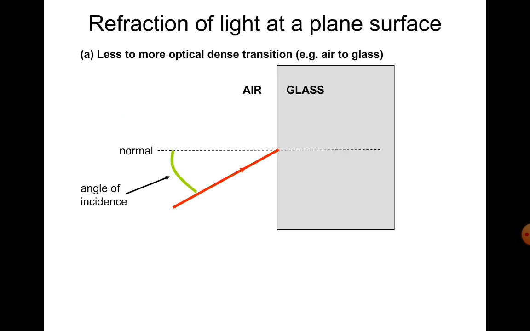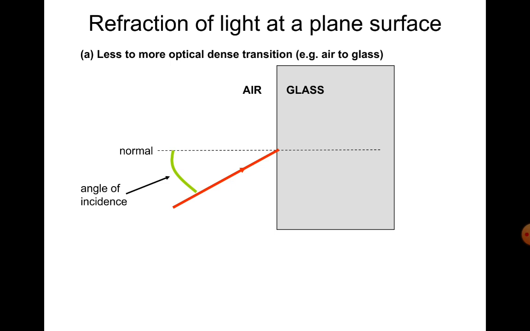Let's look at this experiment again. Less to more optically dense transitions. So what do we mean by that? Air has a much lower density than glass. So we expect that the speed of the light in glass, because of the much denser material, will slow down, therefore the light will bend.